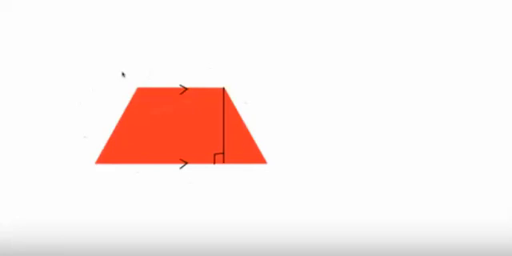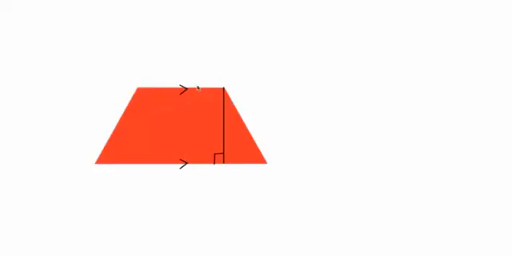Here is my trapezoid. It's got four sides. It's a quadrilateral, like I said earlier, and it has exactly one pair of parallel sides. These little arrows here mean that this side and this side are parallel with each other. So now let's label. Your parallel sides, you're always going to call those bases.